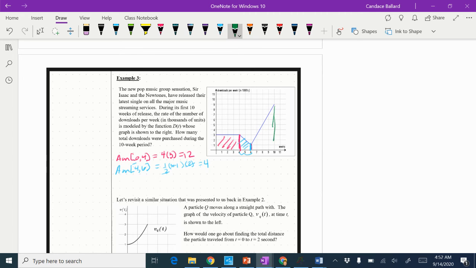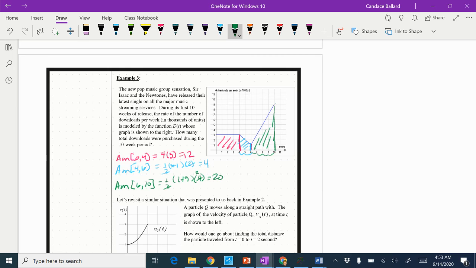And then I see one more trapezoid right in here. So I'm going to do the area from 6 to 10. Again, I have 1/2. The bases are 1 and 9. And then the height of the trapezoid is 4. And then 2 goes into 4 twice, so 10 times 2, which is 20.